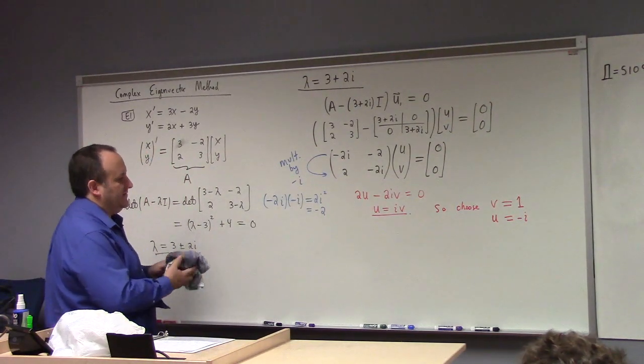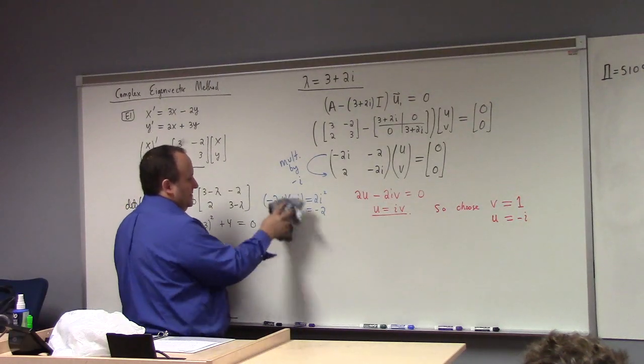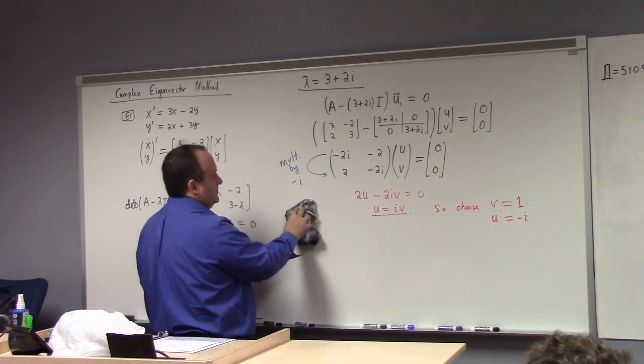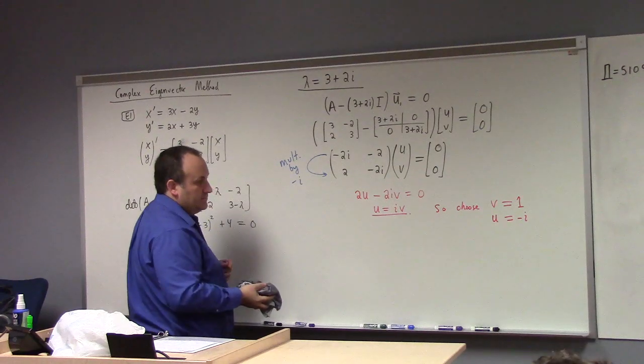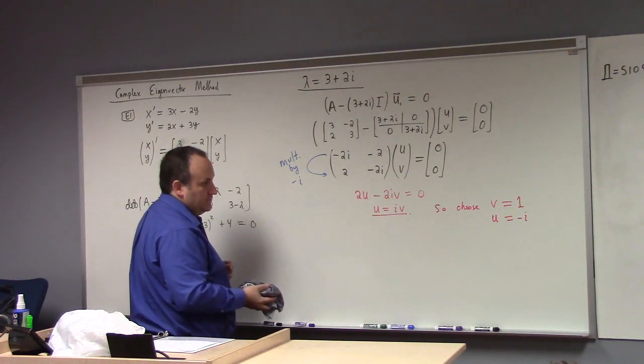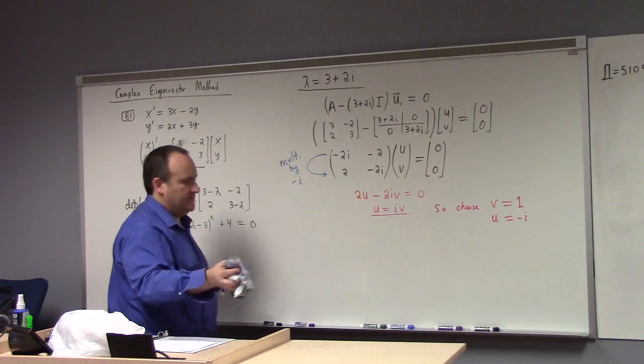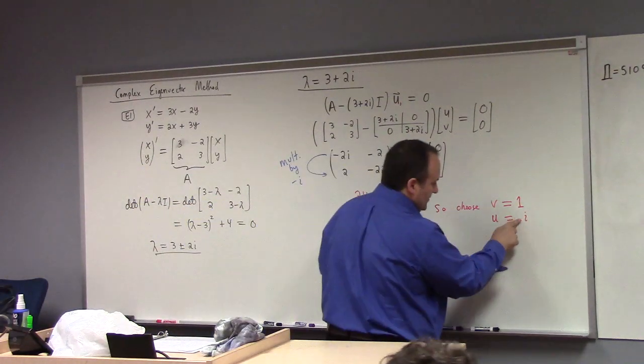Let me get rid of this error check as it serves no purpose. Why is u equal to negative i and not just i? If u equals iv and v equals 1. Oh, did I put minus? Oh man, that's not a good sign. Thank you.